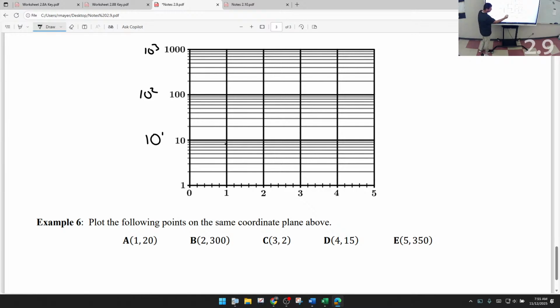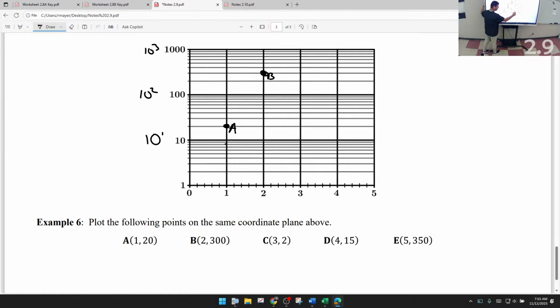So 120 will be right here. Make sure you label it point A. If you just put it there and you didn't label it point A, you're going to get dinged because I don't know which point that is. 2, 300. Well, here's 100, 200, 300. And that is letter B.